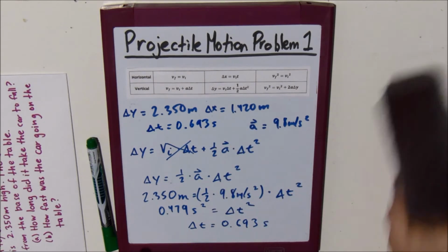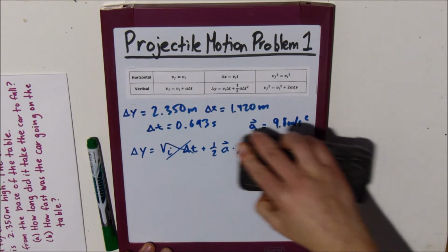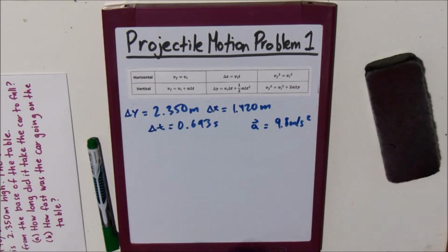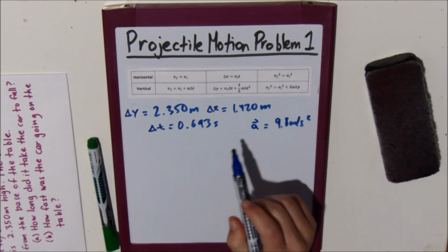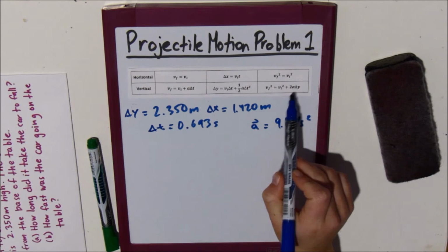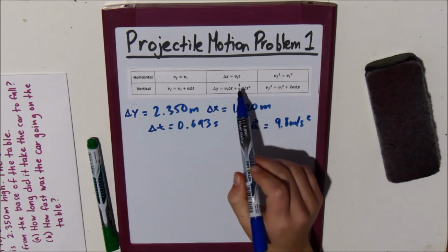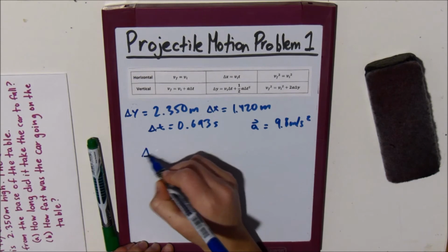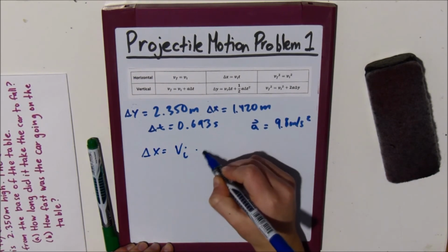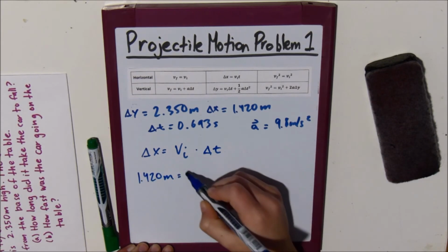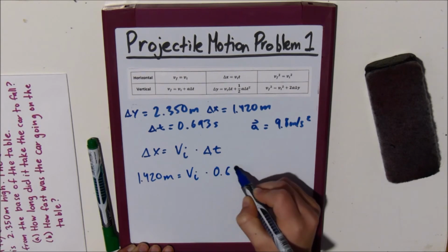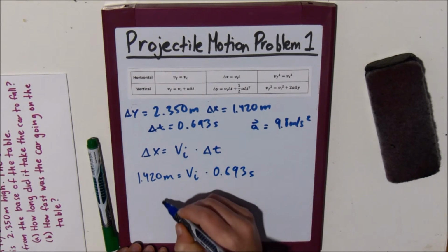Alright, now let's solve for how fast the car is going on the table. So that's V initial in the horizontal motion. So now the only horizontal equation that has delta x and time is this one. So we're going to use that one. Delta x equals V initial times delta t. We know delta x, 1.420 meters. We know change in time, 0.693 seconds. So we can solve for V initial, horizontal.